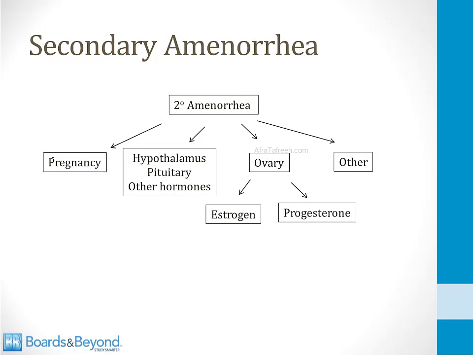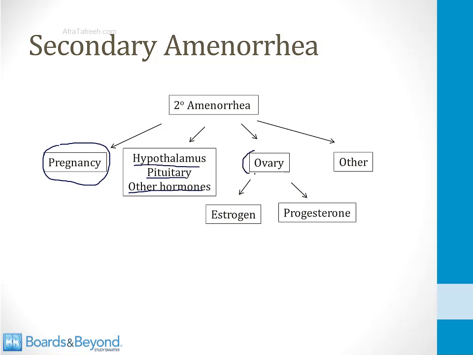When a woman presents for evaluation of secondary amenorrhea, there are a number of groups of causes you need to consider. First of all, pregnancy is the most common cause, and that needs to be ruled out right away with a pregnancy test. Then there are a number of causes related to the hypothalamus, the pituitary gland, and other hormones like prolactin, thyroid hormone, and cortisol that you need to consider. We'll talk about those in a minute.